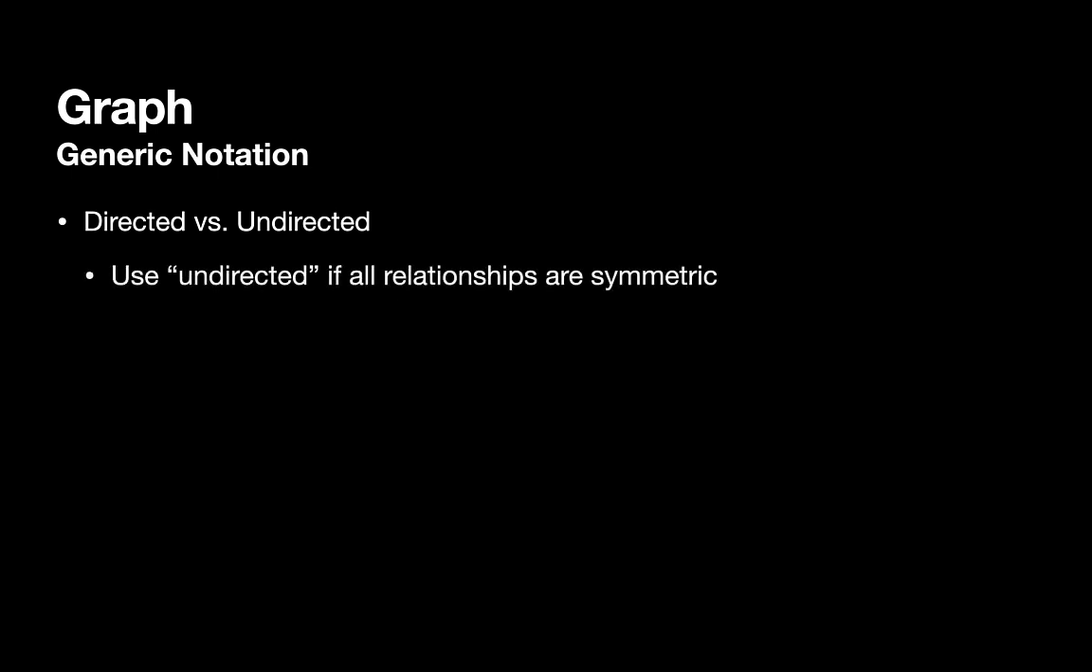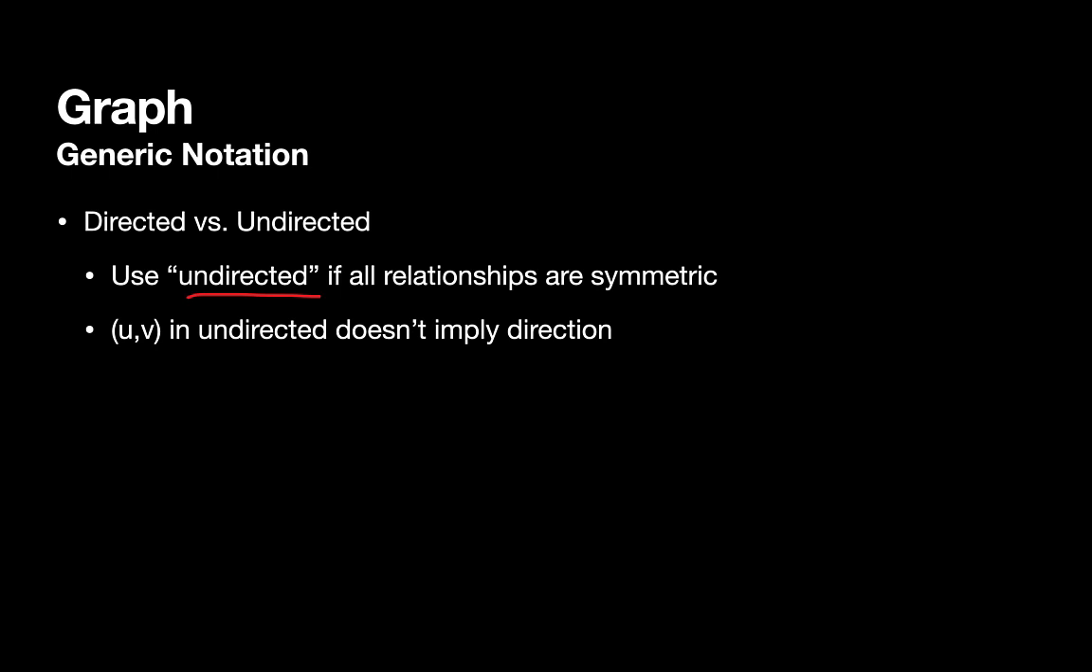Okay, so we've looked at directed versus undirected graphs already. In general, you probably want to use undirected if all of the relationships are symmetric. So again, like this coworker or works-with relationship is always symmetric. A can't work with B unless B is also working with A.